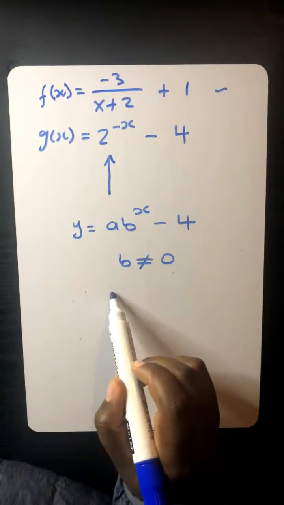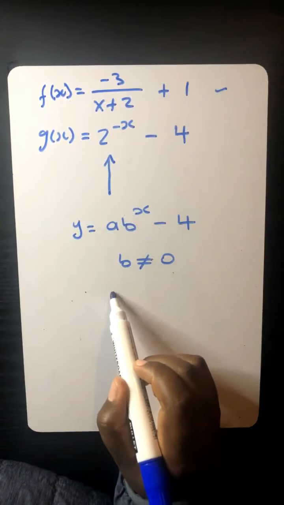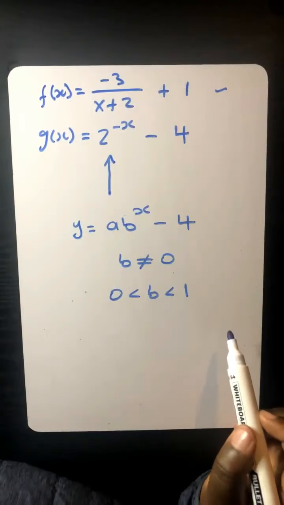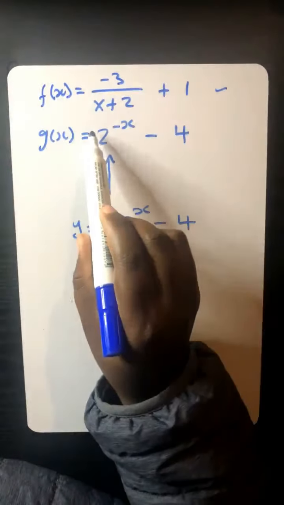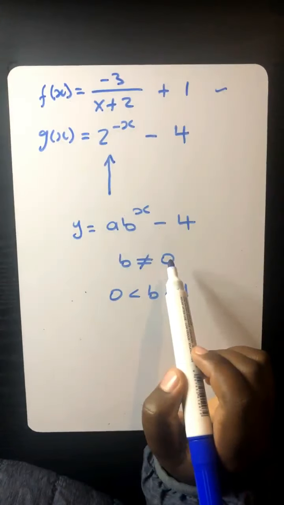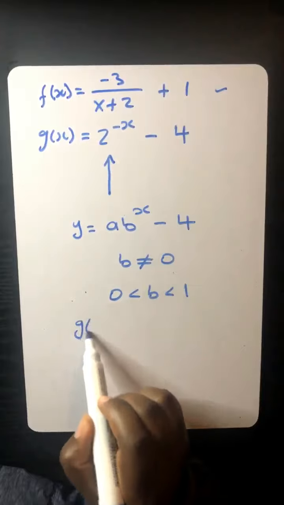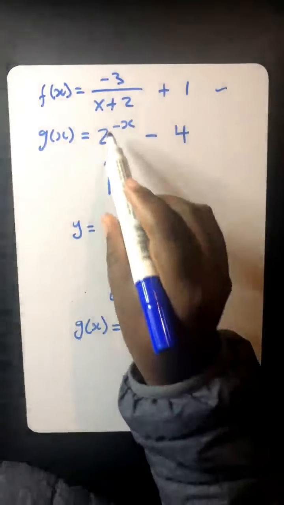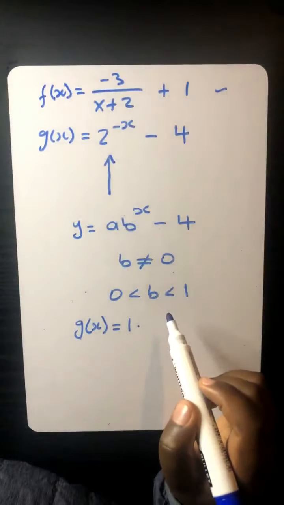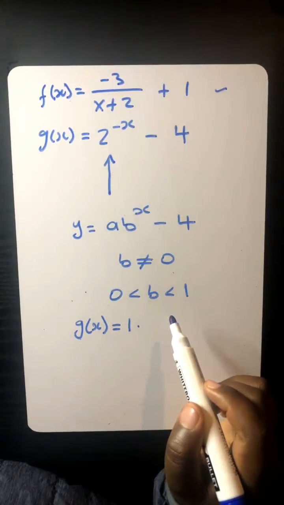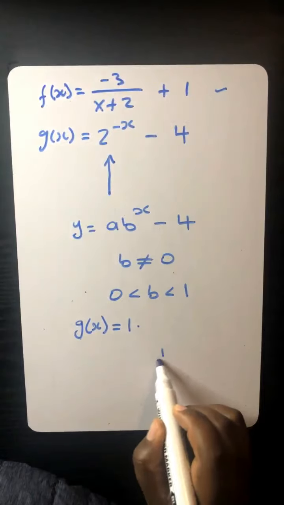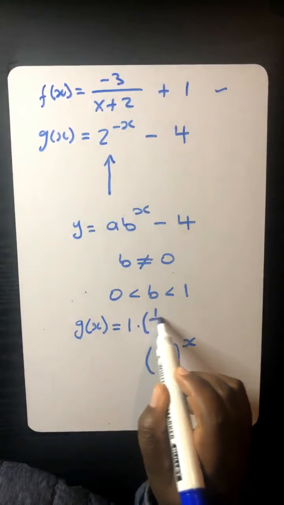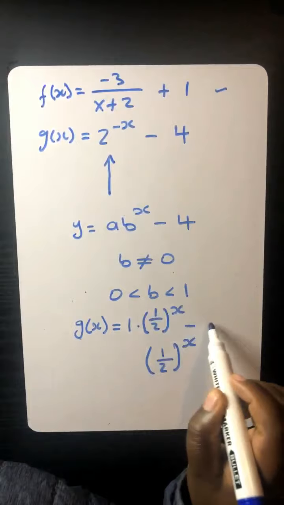And again, what did we say, guys? I think we said b can be between, did we say between 0 and 1? Just confirm for me if that is correct. So can you see the a there is actually an invisible 1. So that means that function g of x is equal to an invisible one multiplying the b value. B, you see it as 2, but b is actually not 2. It's actually 1 over 2, then to the exponent x. So this function is actually 1 over 2 to the exponent x, then minus 4.